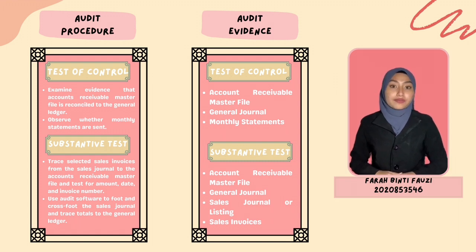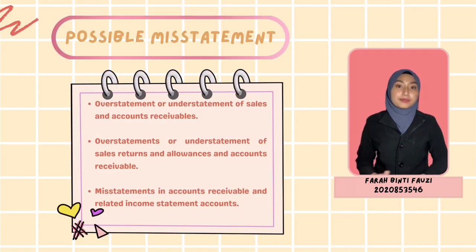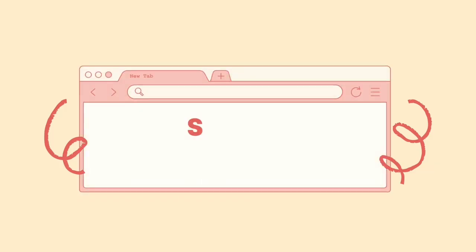Next, the audit evidence of the test of control are account receivable master file, general journal, and monthly statements. Meanwhile, for the substantive test are account receivable master file, general journal, sales journal or listing, and sales invoices. The possible misstatements that the company might make are overstatement or understatement of sales and accounts receivable, overstatement or understatement of sales return and allowances and accounts receivable, and misstatements in accounts receivable and related income statements accounts.